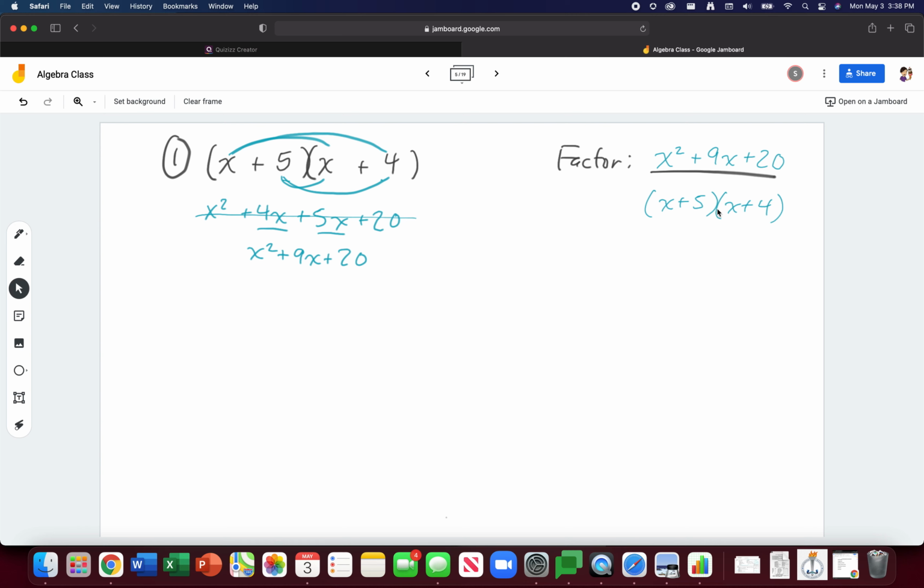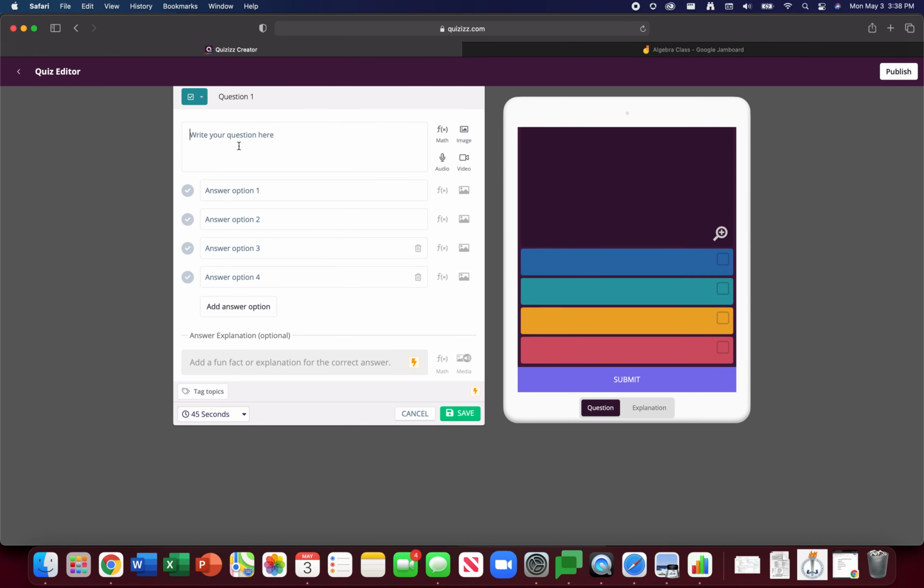Okay, so now watch what I'm going to do. So you should write this on a piece of paper, right? Because it's easier if you can see it. So it's x squared plus 9x plus 20. So watch what I do. Write your question here. I'm going to write factor.